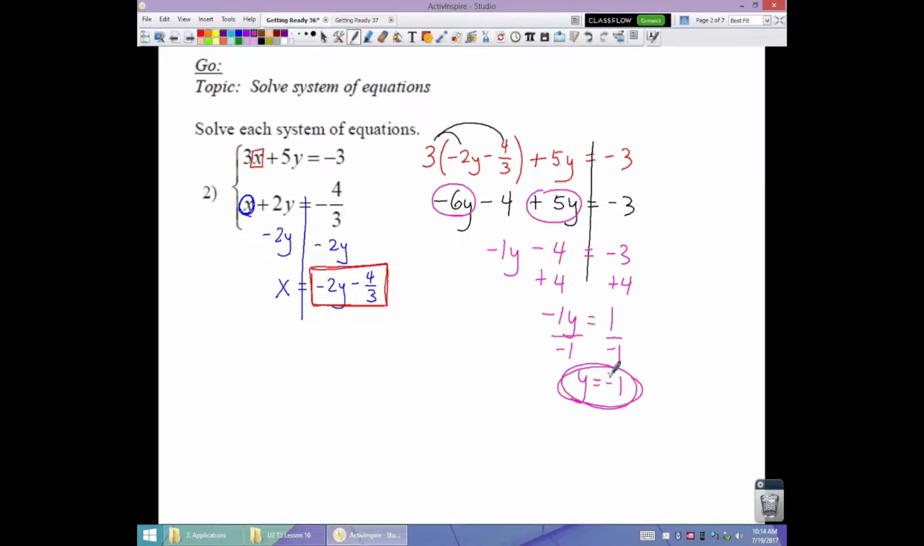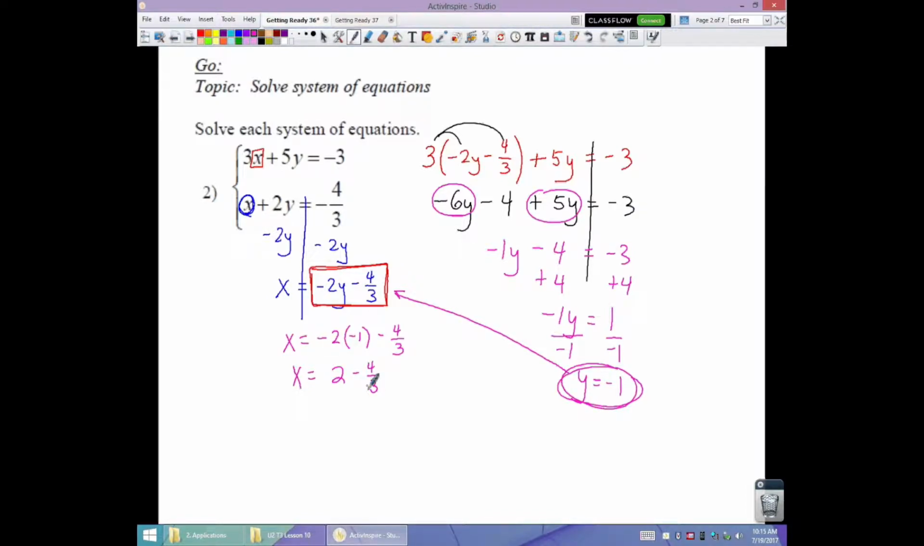The solution to a system is a point. So in order to solve for the other variable, I just take this first one, in this case it's a y, and I substitute that back in the box. So x is equal to negative 2 times the value I just found, negative 1, minus 4/3. X is equal to, this is positive 2 minus 4/3.